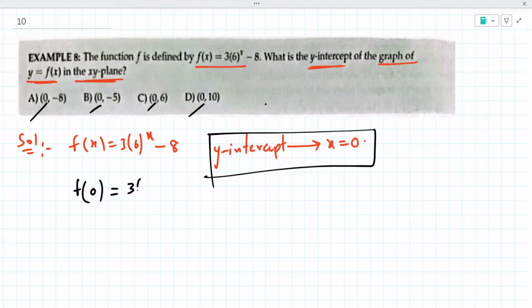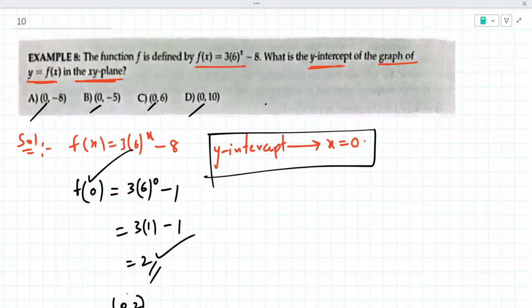f of 0 is 3 into 6 power 0 minus 1. Anything raised to the power of 0 is 1. 3 minus 1 is 2. So at x equals 0, y equals 2. Oh, sorry, this is not 1, this is 8. I just made a mistake. So this is going to be 3 minus 8, that's negative 5. 0, comma negative 5, which is option B.